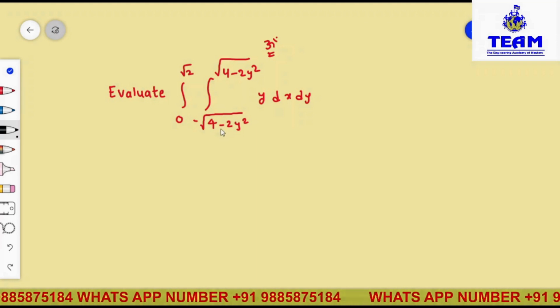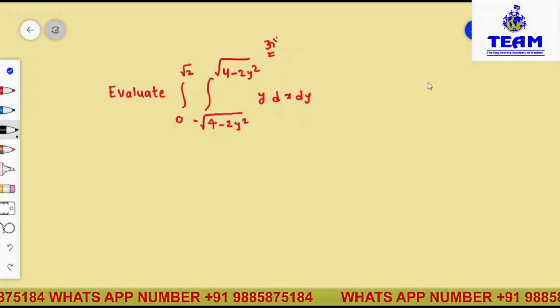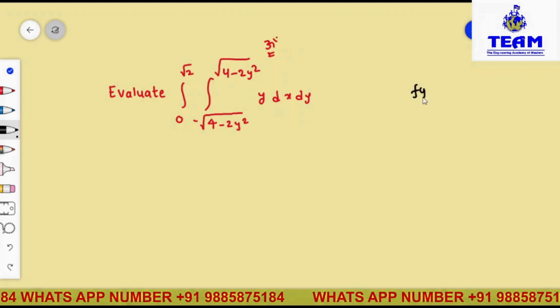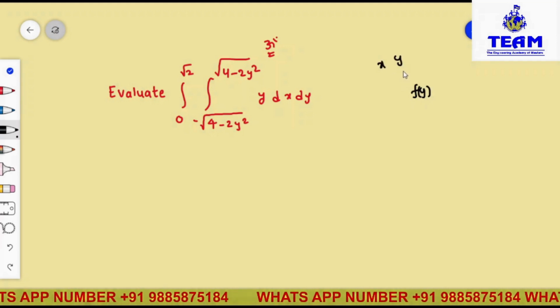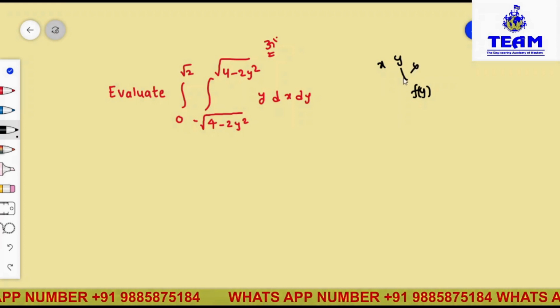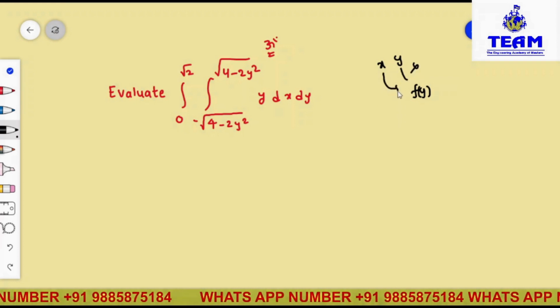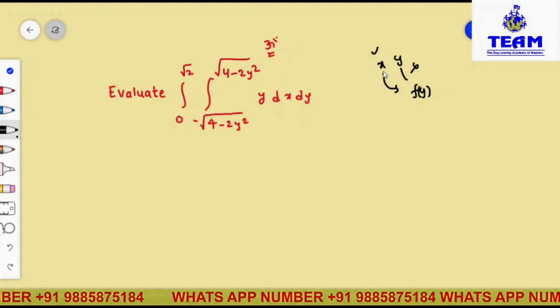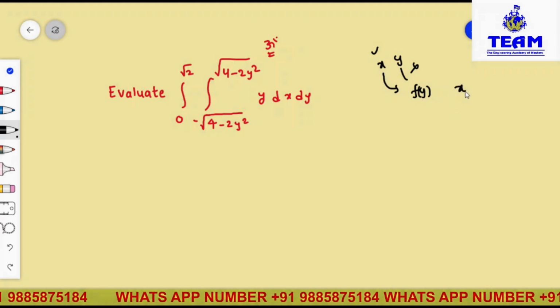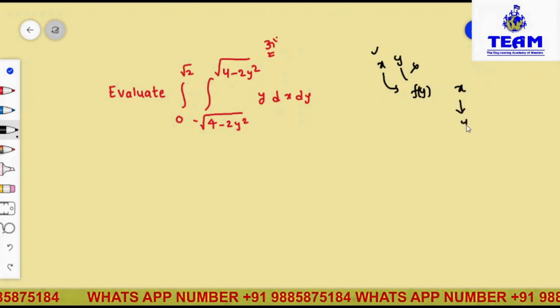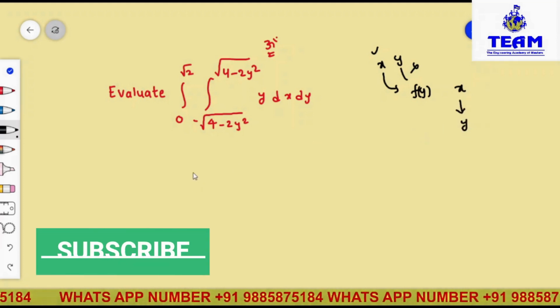Next, here you have functions of y. Functions of y is nothing but the x limit; a y limit can never be in terms of y. So this is a limit for x, and x is dependent on y. So first you have to integrate with respect to x, later we have to integrate with respect to y. That you have to remember.